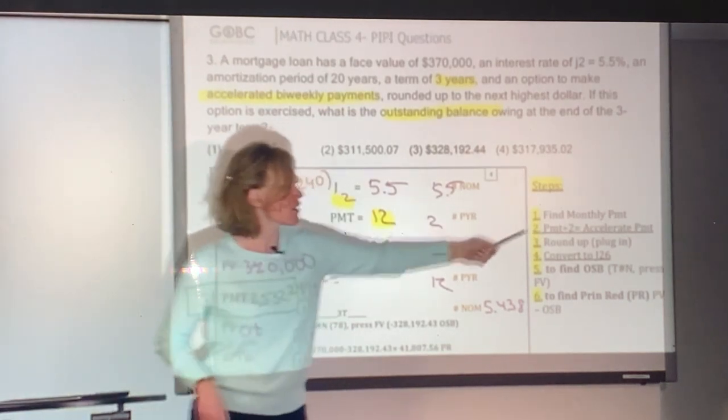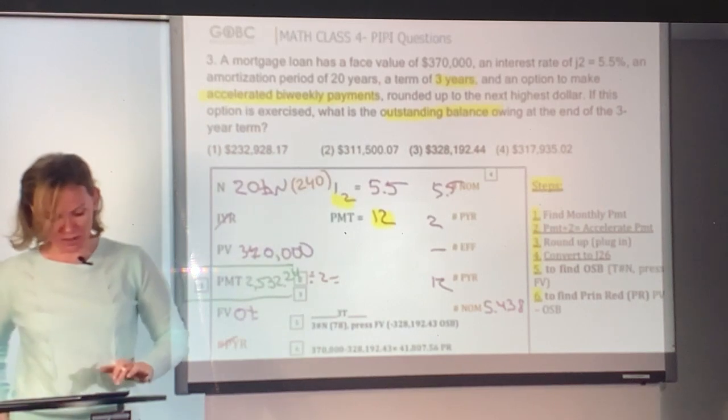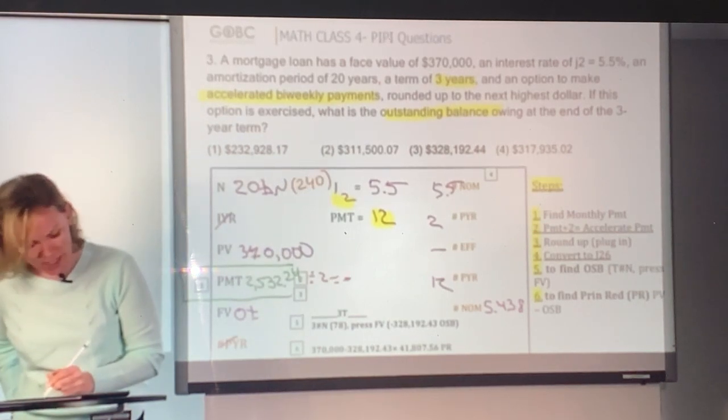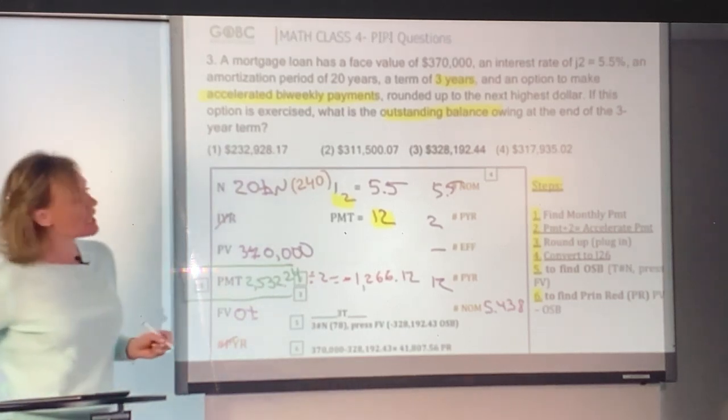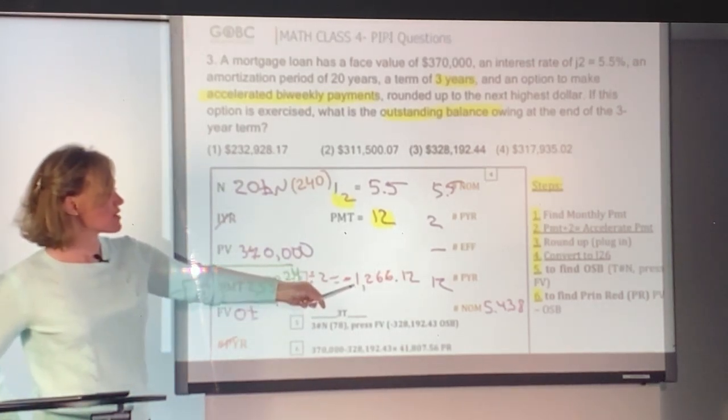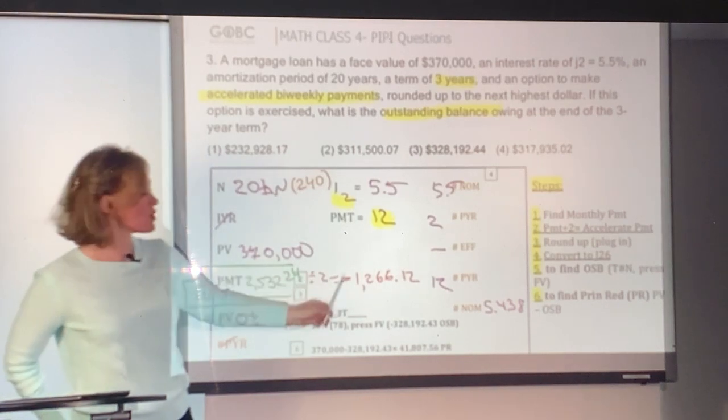So we're on step number 2 right now, right? Accelerate the payment. Whatever you have on your screen right now, divide by 2, press equals, and it should come up to the negative 1266.12. 88 something, right? So that's my payment. That's what I got right now. 1266. I took that payment divided by 2, 1266. So that's an accelerated payment now.